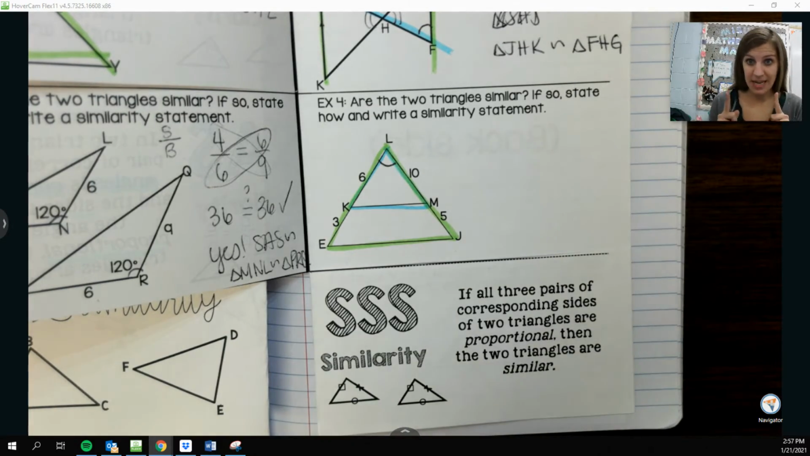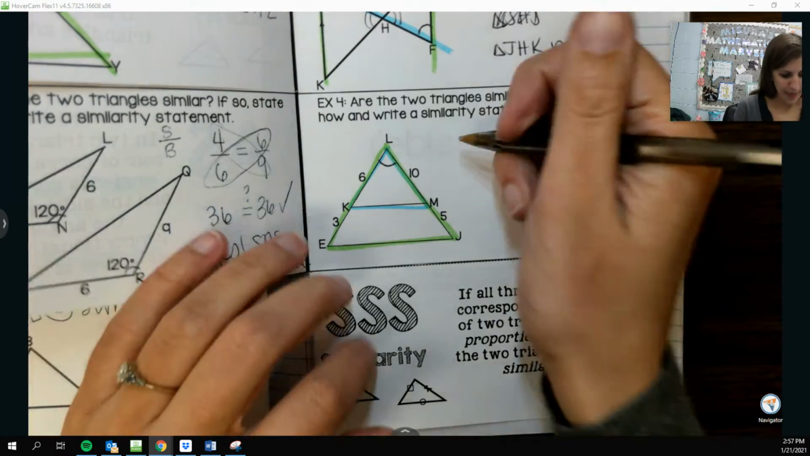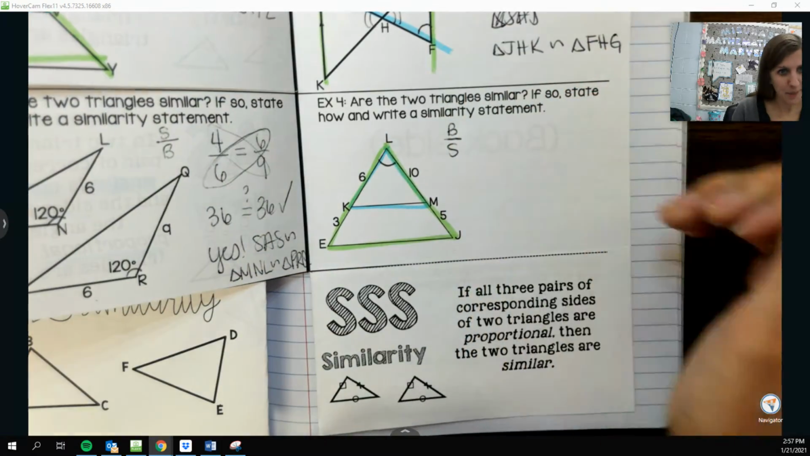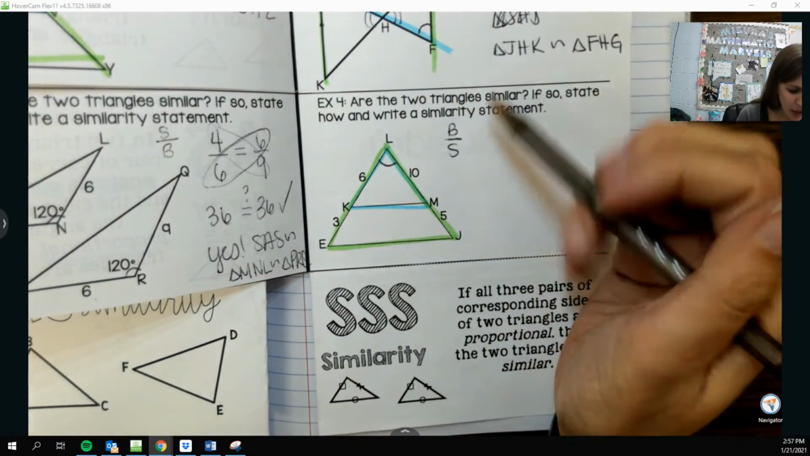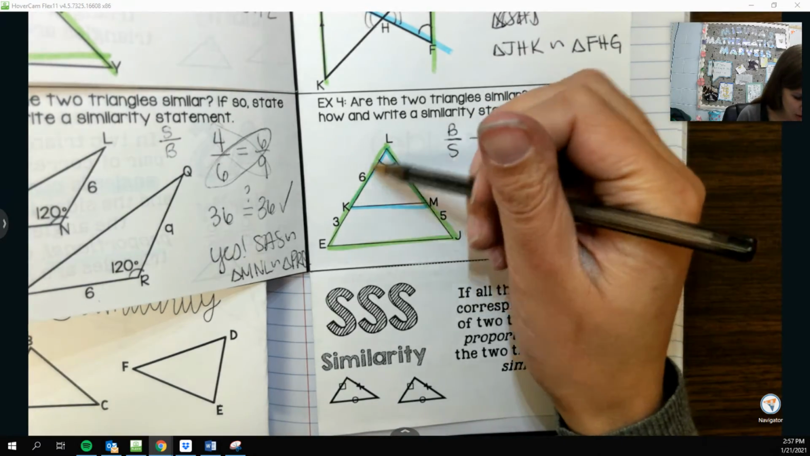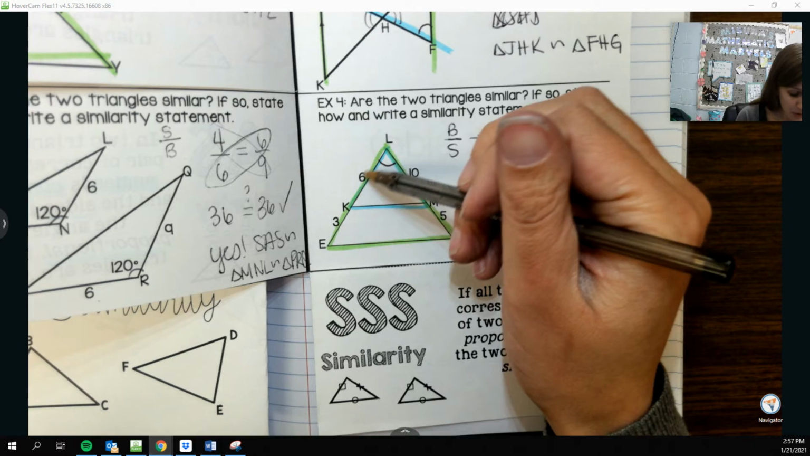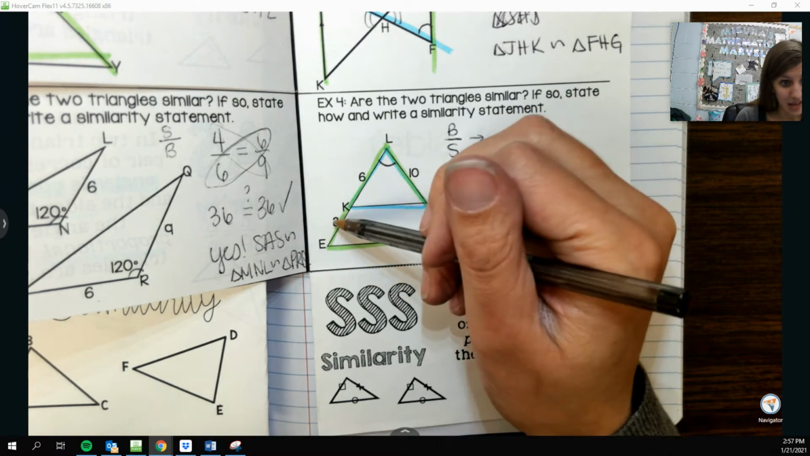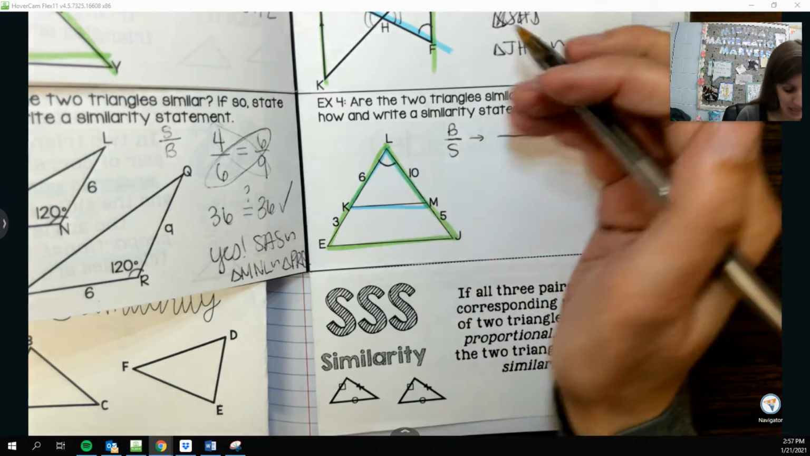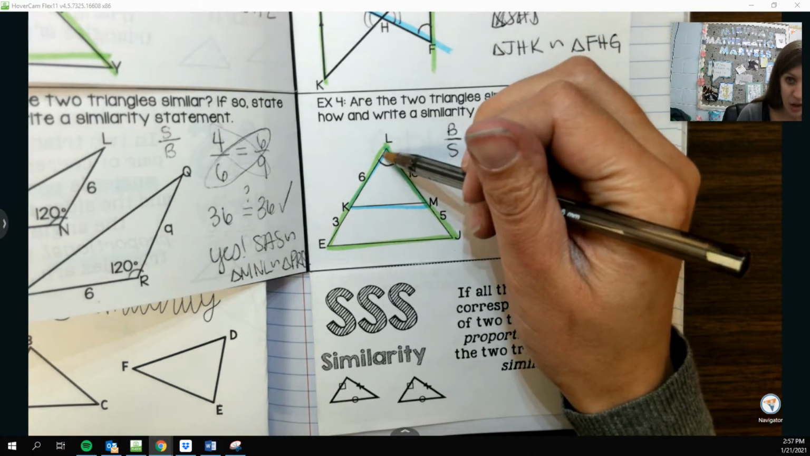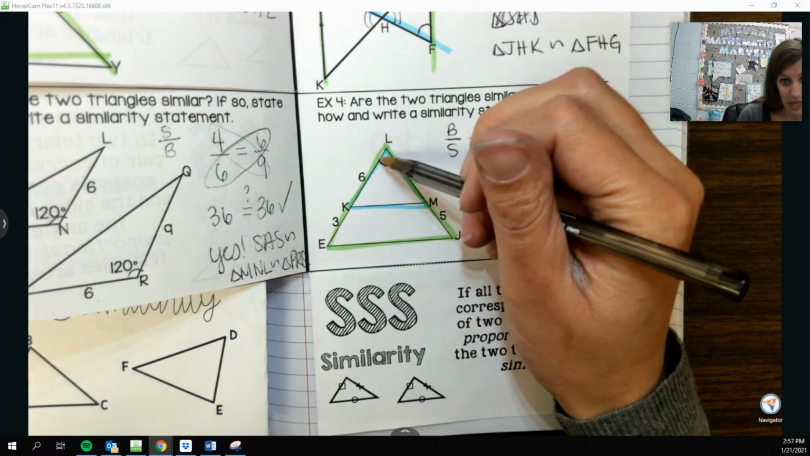So the angle part is all figured. I just need to see if my sides are proportional. So maybe I'm going to do big over small this time. Just change it up. Why not? So if I go with big over small, on the big triangle, the green one, this full side length is 9, because this part is 3 and that part is 6. That matches up on the small triangle to just the 6.